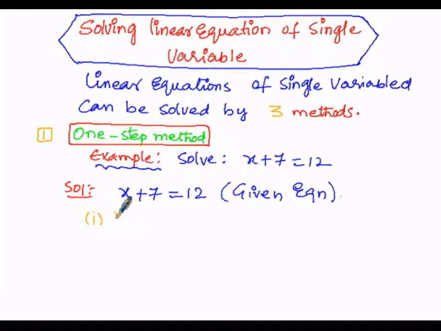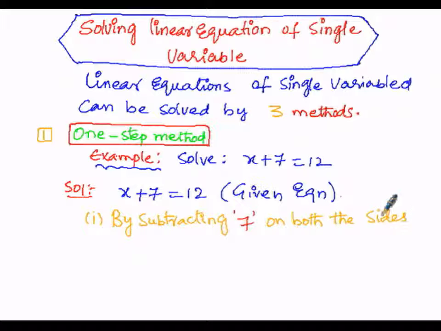So by subtracting 7 on both sides of the equation, the next logical step will be: x plus 7 is on the LHS and 12 is on the RHS. So I am going to subtract 7, minus 7 on the LHS and minus 7 on the RHS. In this manner we have subtracted 7 from the LHS as well as from the RHS.